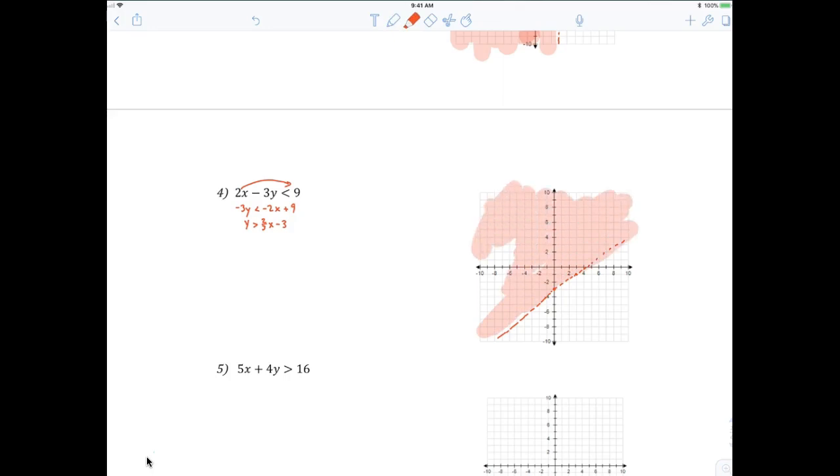What do you want me to do? Is it because it's the bigger side? No, it's because it's above the line. Oh. Greater than is above. Less than is below.